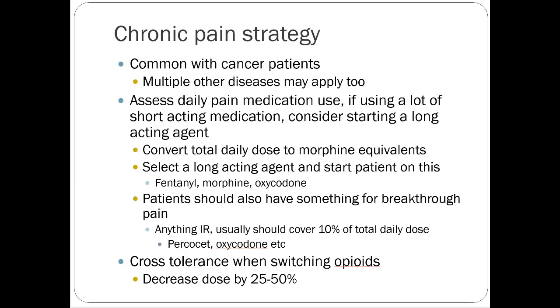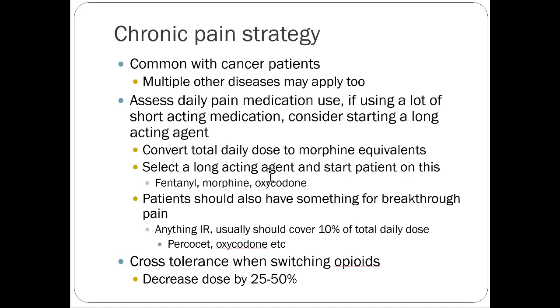But after that, you want to select your long-acting agent. Our long-acting options are kind of limited. You have fentanyl patches, morphine extended release, and oxycodone extended release. Yes, I mentioned a couple of other ones. There's that hydrocodone product. Those are expensive, and people don't really use them as much. These are the common 3. And anytime you give somebody long-acting, you still need to prescribe them something immediate release for breakthrough pain.